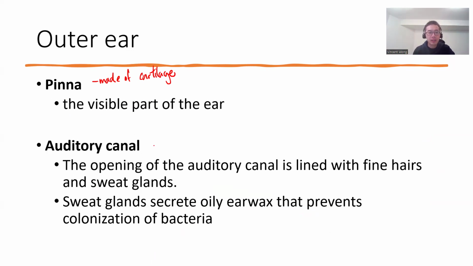The auditory canal, also known as the ear canal, is where the sound's going to go in, and it has fine hair and some sweat glands, and the sweat glands secrete the earwax. We talked about the earwax last time, right? Someone asked that question, and it's to prevent the colonization of bacteria.